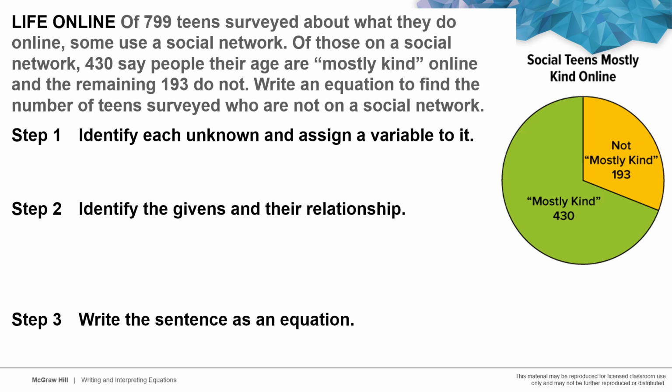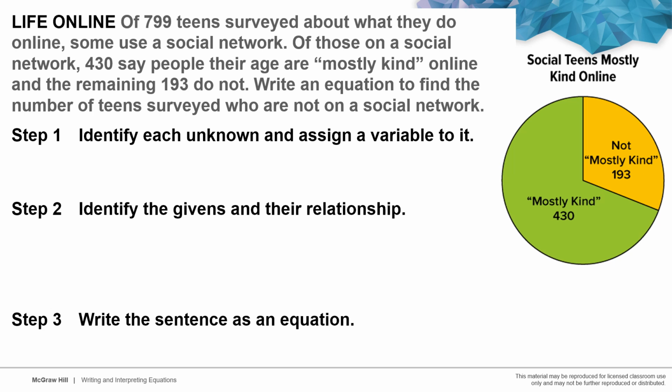Okay, so your EOC loves word problems, so we're going to do lots of word problems in this class to get ready for that. So this one, do I have a volunteer to read? They asked 799 teens about what they do on social media. 430 said they're mostly kind, 193 said they are not mostly kind, and then they want us to find the number of teens surveyed who are not on social media.